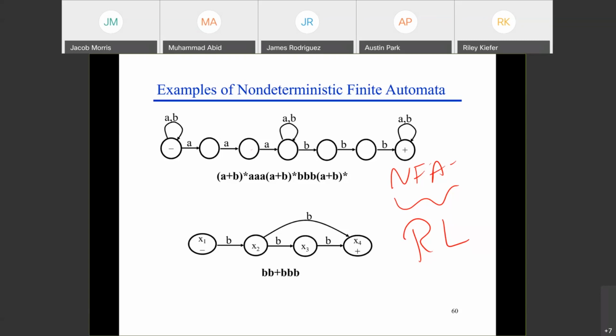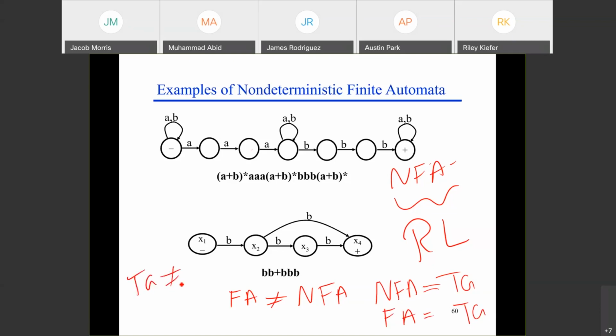So not every FA is equal to NFA. Every NFA is equal to TG. Every FA is equal to TG. Every TG is not equal to FA, every TG is not equal to NFA. Make sense?